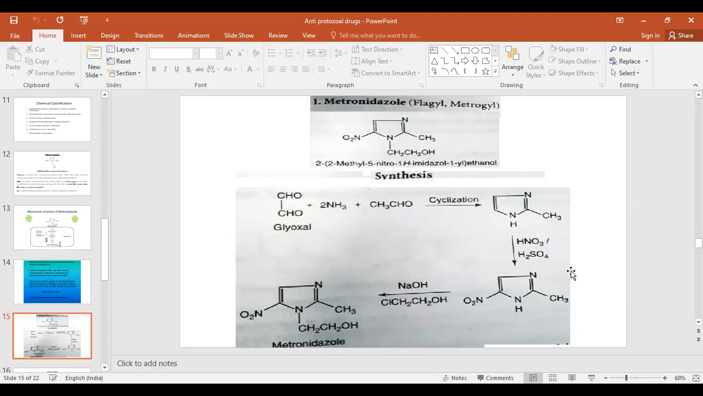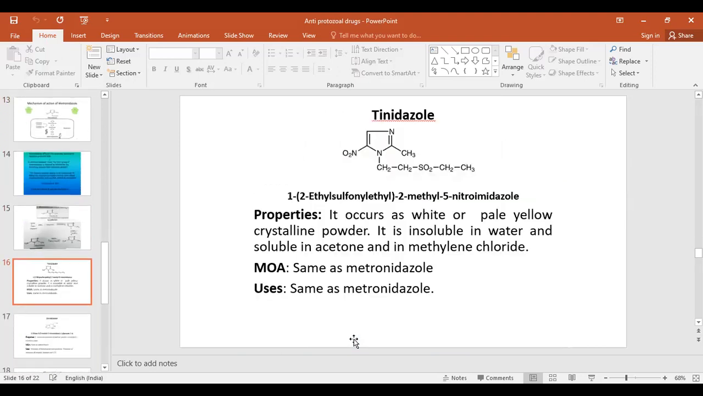In the presence of HNO3 and H2SO4, nitration is going on, and an ethyl group is introduced. Then again with NaOH and in the presence of chloroethanol, the hydroxyethyl group has been introduced. So that is the process of synthesis of metronidazole. Next, tinidazole is also one of the categories of the imidazoles. Only the substitution is different, where it contains an ethylsulfonyl ethyl chain, one derivative, same function as metronidazole and same uses.